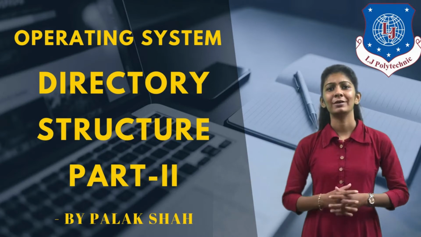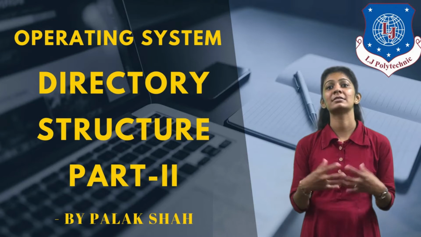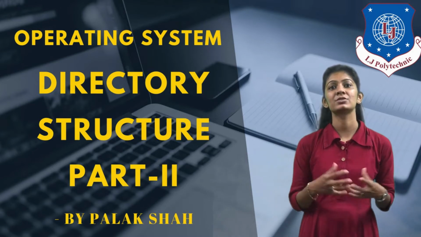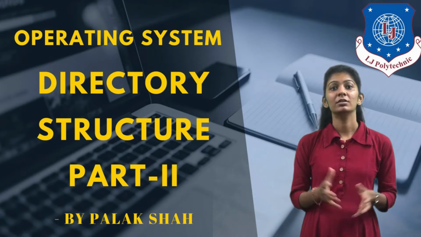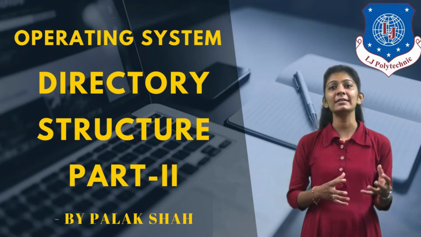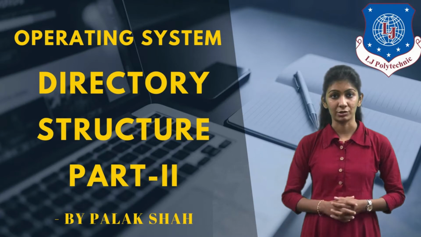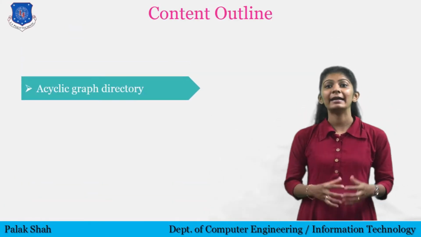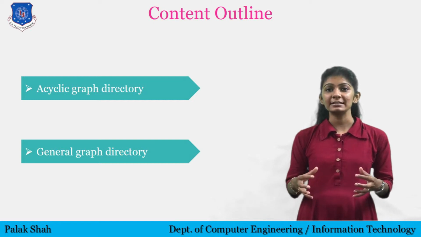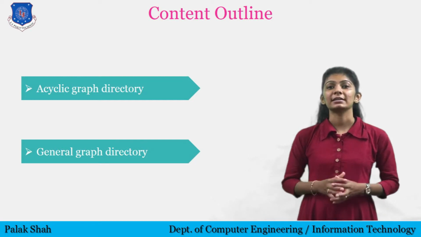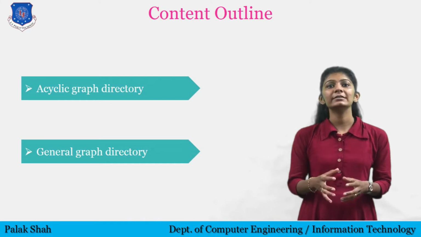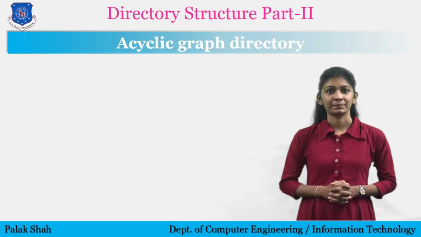In the previous video, I discussed the single level directory structure, two level directory structure, and the three level directory structure. Now, we will learn the remaining types of directory structure. So, we will learn the acyclic graph directory structure and the general graph directory structure, or we can say the cyclic graph directory structure. First, we will learn the acyclic graph directory.